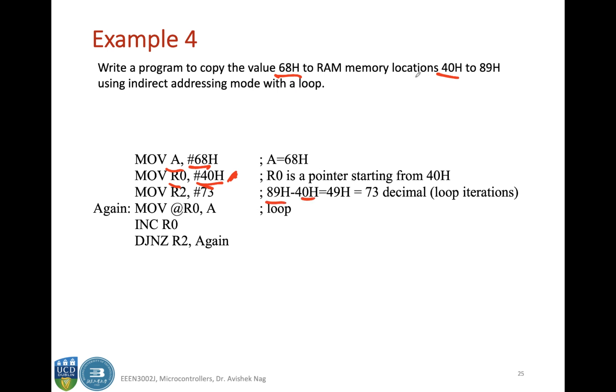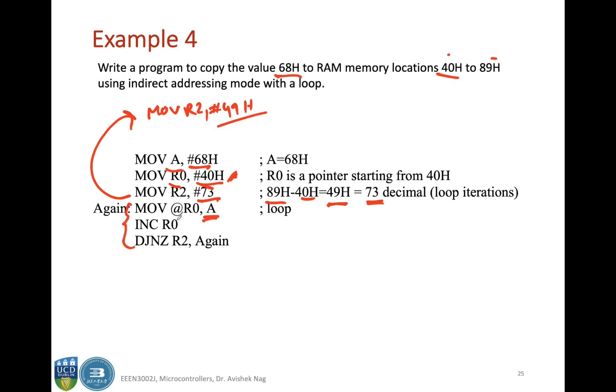And then you calculate the difference between this range of addresses that you are asked to populate. So you have this number in hex, so basically this is 73 in decimals, so you load that number to R2. Okay, you can move 73 in decimal, or you can move also 49 in hex, whatever. So you can write this line alternatively as move R2, 49 hex as well.